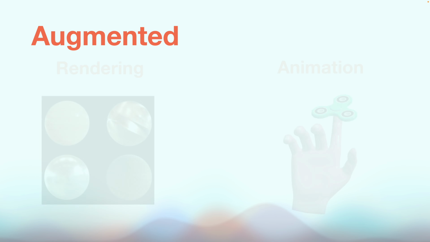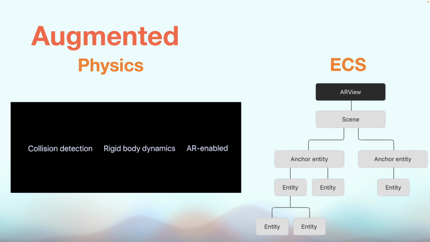And physics. What ARKit does with physics is that it includes collision detection, rigid body dynamics, and it is AR enabled. Those are the physics elements created for ARKit. And the last thing is ECS.